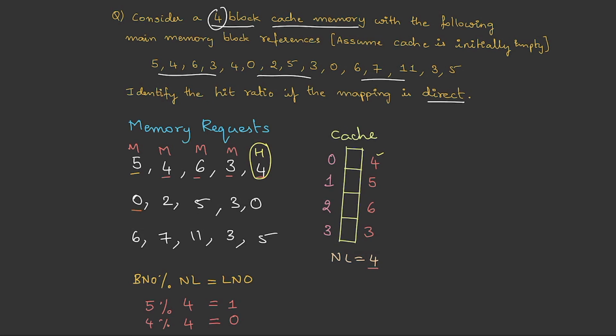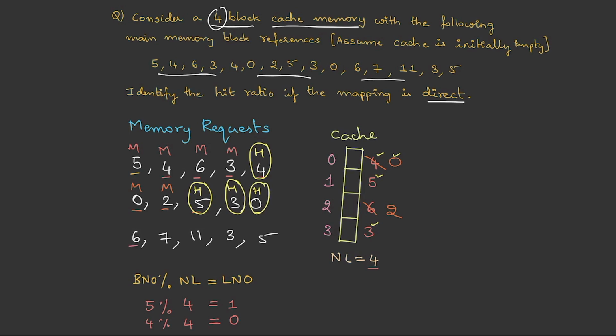Now how about 0? 0 has to be placed in line 0, but here already it is filled with 4. Therefore this will be replaced and we'll have 0 over here. Now because it is not there, this is basically a miss. Now 2, it has to go into line number 2, but here 6 is there, so this will be replaced with 2. So again miss. Then 5. Now 5 is available in the cache, therefore this is a hit. Then 3. 3 is also available in the cache, therefore this is a hit. Then 0 is also available, therefore it is a hit.